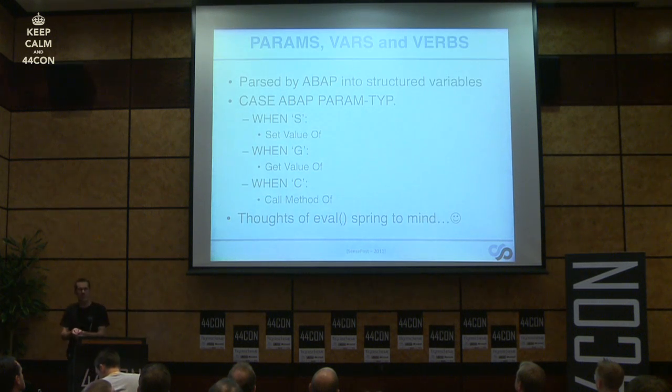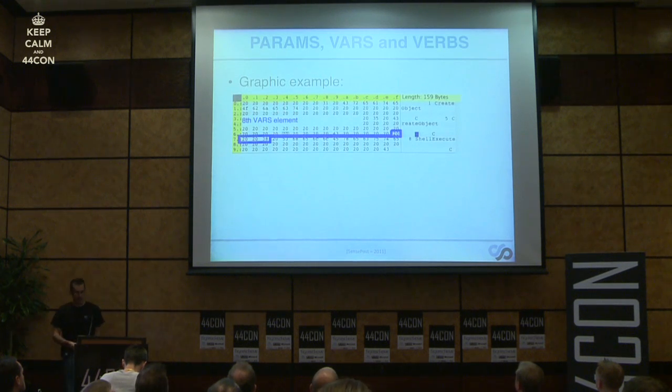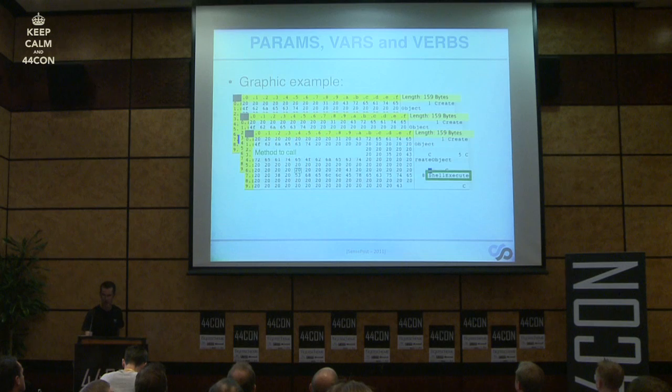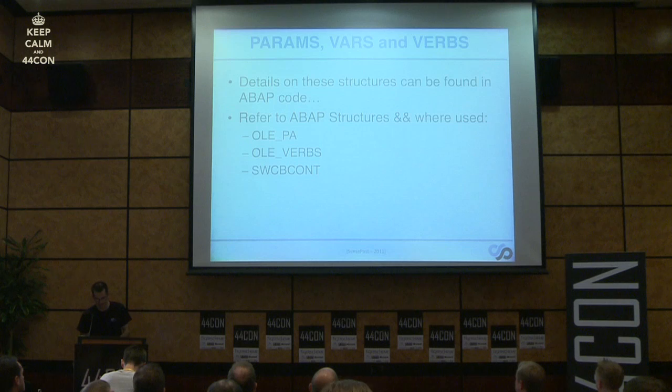You've got something called S, where it'll go along and set the value of the object. You've got something called G, which gets the value of the object, and then you've got something called C, which means call method of. And this makes me think almost of eval. So here's an example. There we go, 8th vars element. We want to call the method of, and we want to call the method shall execute of that specific object with those parameters. So in this case, this is a modified command execution. This will actually pop up cmd.exe on the client, depending on a couple of things.